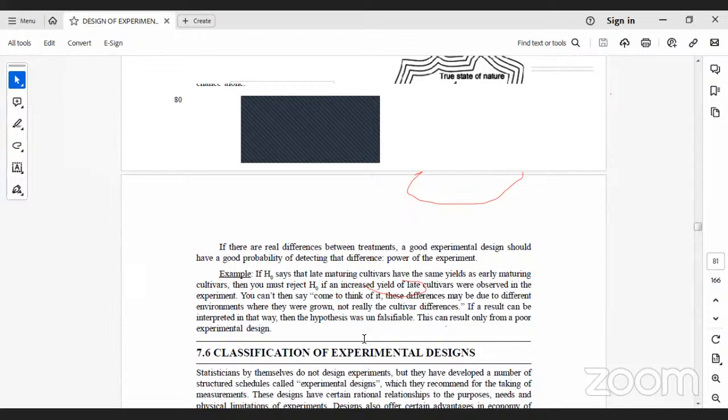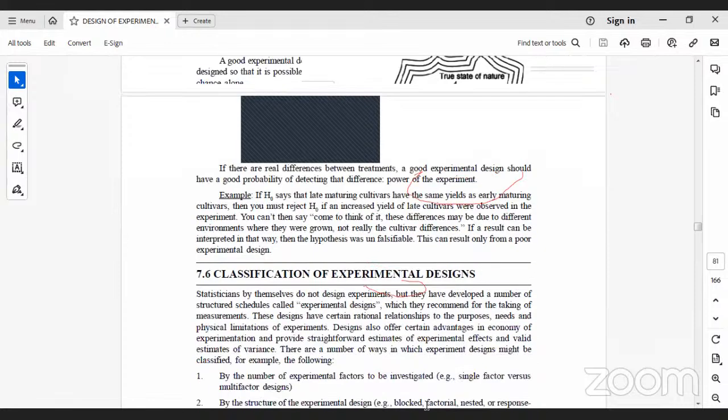So, then you must reject H0, because the yield of late cultivars is increased, as observed in the experiment. You cannot say that, because there may be a difference due to different environments in which they are grown, not really cultivar differences. Results can be interpreted in that way. When the hypothesis is not falsifiable, the result is a poor experimental design. You have to write it.